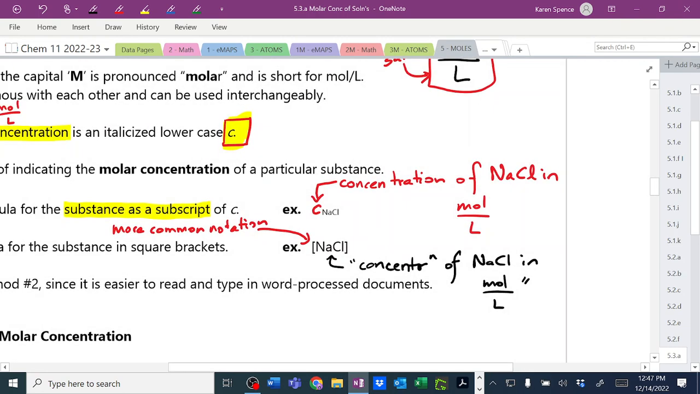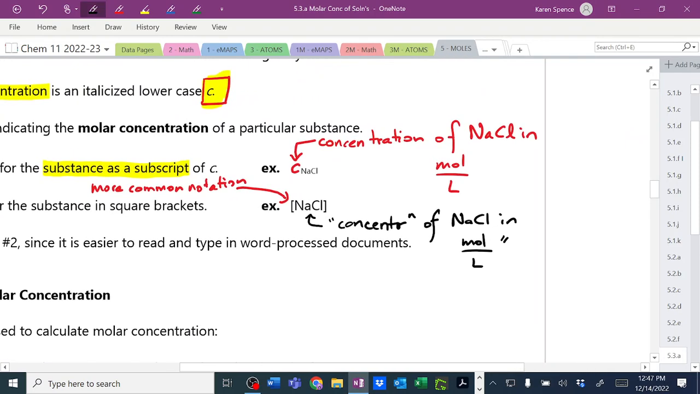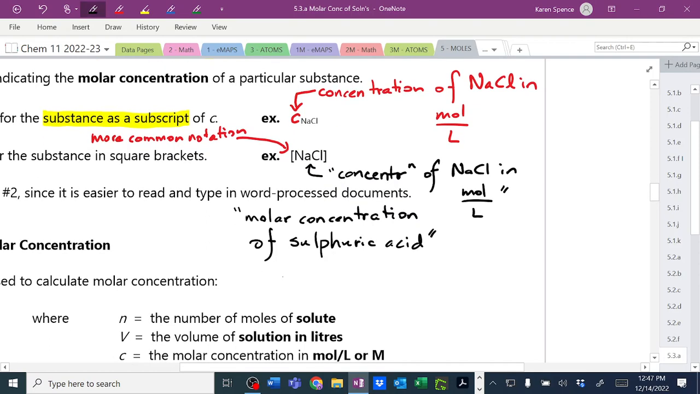Especially because, do I have any examples? No, but if you wanted to write, let's say you wanted to say the molar concentration of sulfuric acid, you could do it one of two ways. What's the first way you could write it?